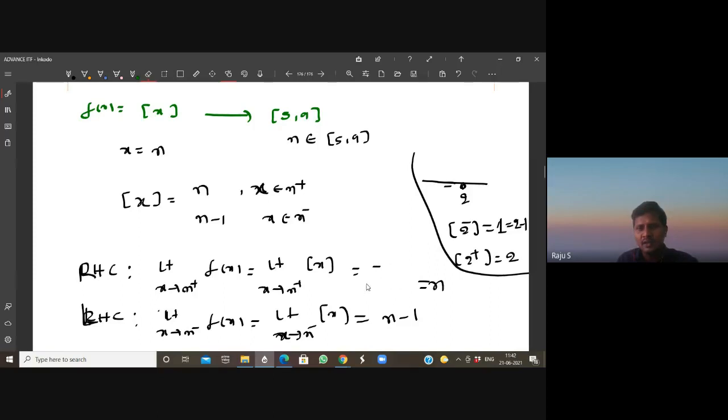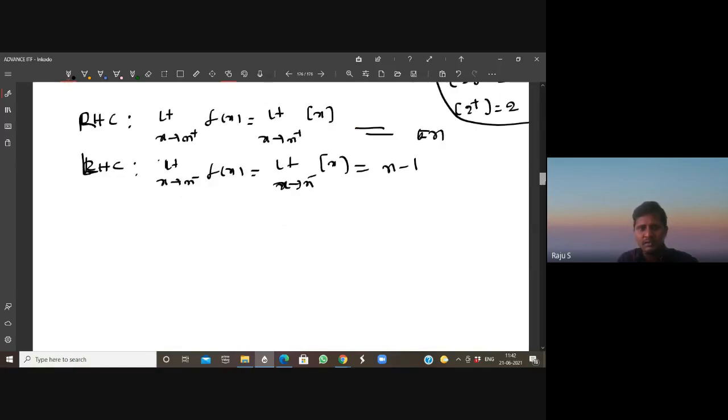So finally, here the left hand limit is not equal to the right hand limit. n is not equal to n minus 1. So it is not continuous. Whenever it is not continuous, we can simply say that it is not differentiable also.